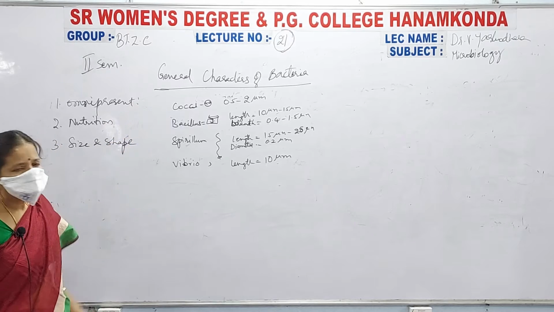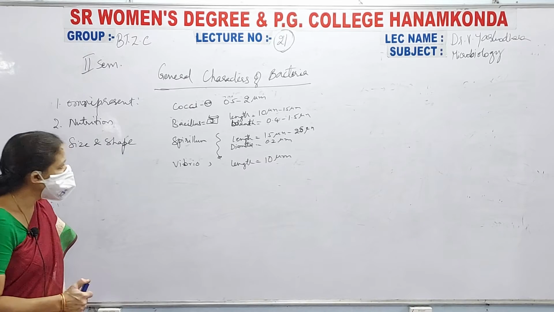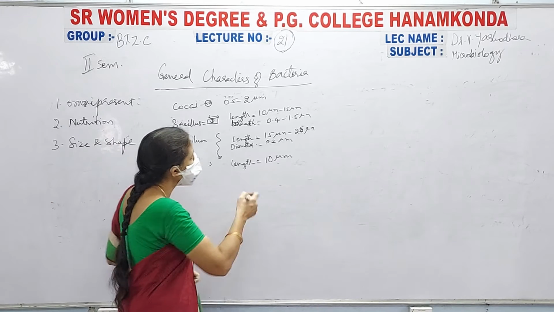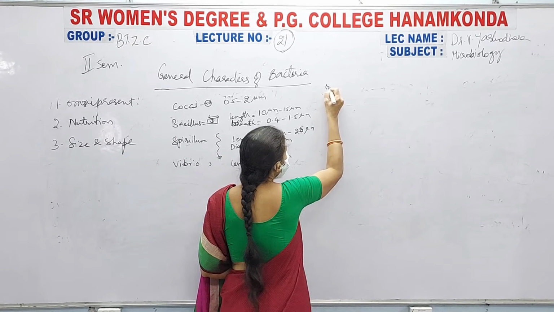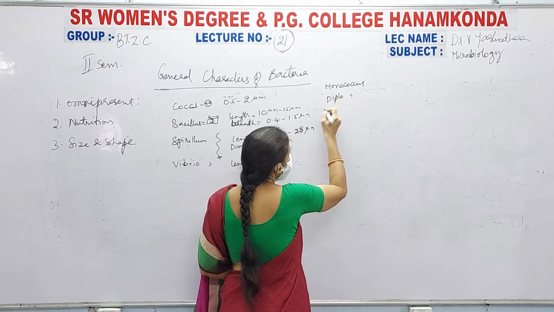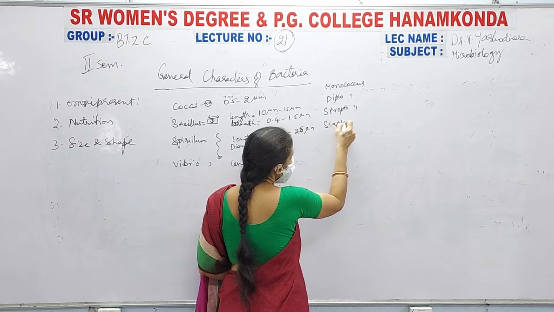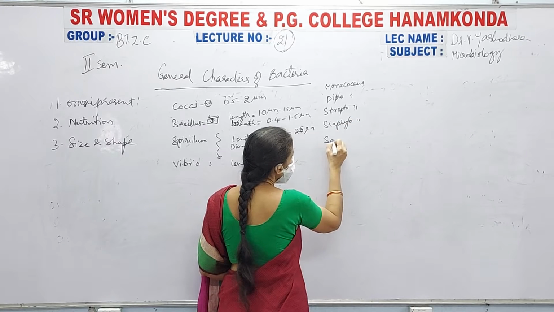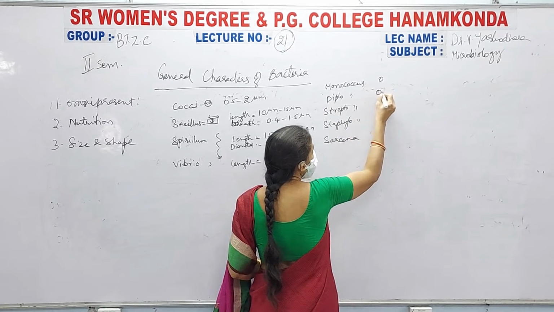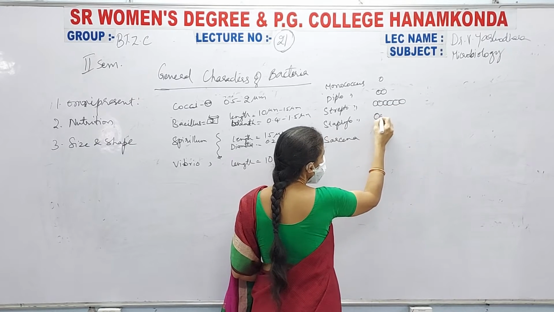Now, coming to the cocci. Cocci are circular, bacilli are rectangular shaped, spirillum is spiral shaped, and vibrio is comma shaped, all of you know. Now, these cocci can be seen as monococcus, diplococcus, streptococcus, staphylococcus, Sarcina.